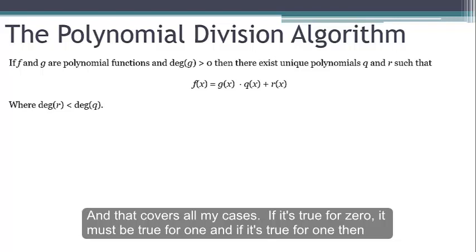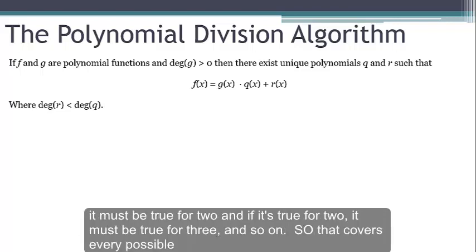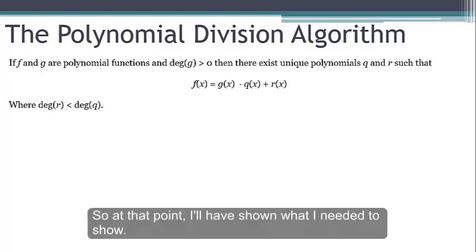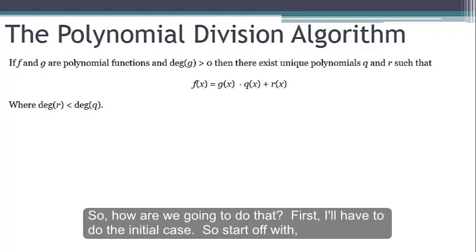And that covers all my cases, right? Because if it's true for 0, it must be true for 1, and if it's true for 1, then it must be true for 2, and if it's true for 2, it must be true for 3, and so on. So that covers every possible integer degree, and those are all the possibilities. So at that point, I'll have shown what I needed to show. Okay, so how are we going to do that?